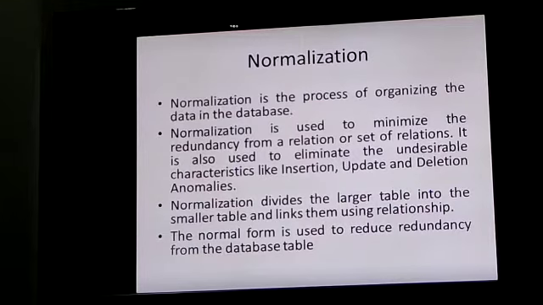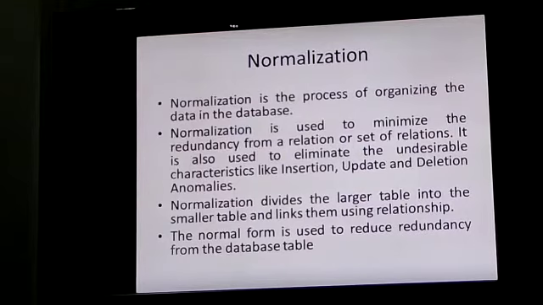Right now, we are just revising this topic. Normalization is the process of organizing the data in the database. It helps to minimize redundancy. It is used to eliminate the insertion, updation and deletion anomalies. It divides the larger table into smaller tables and links them using a relationship. Relationship definitely means the primary key and foreign key relationship. The normal form is used to reduce redundancy from the database table.